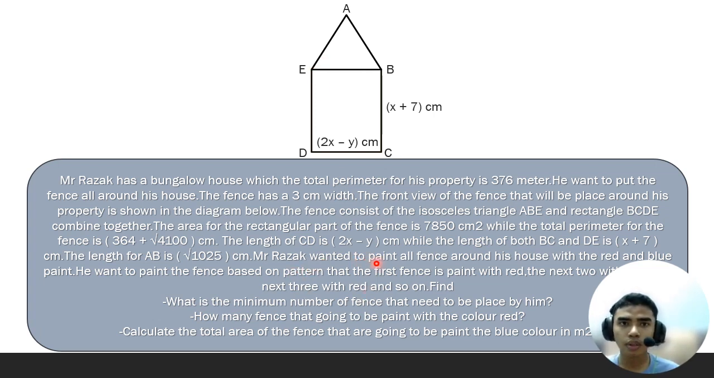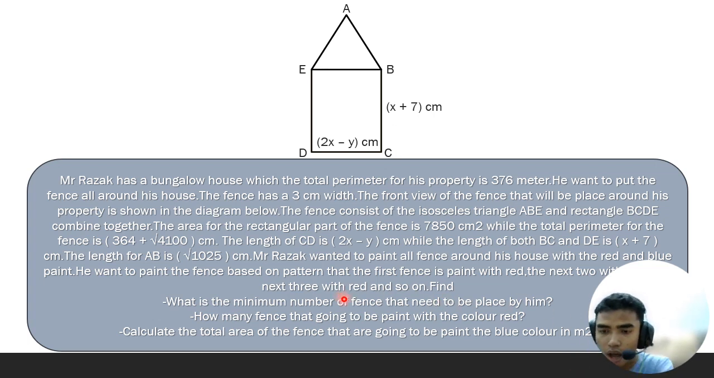Mr. Razak wants to paint the whole fence around his house with red and blue paint. He wants to paint the fence in a pattern: the first fence is painted red, the next two are painted blue, and the next three are red. This is an arithmetic pattern, which we are going to use next.